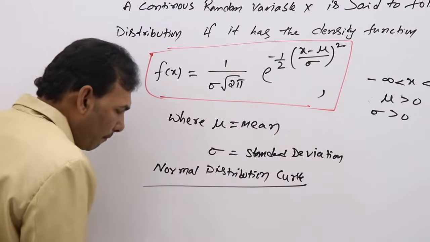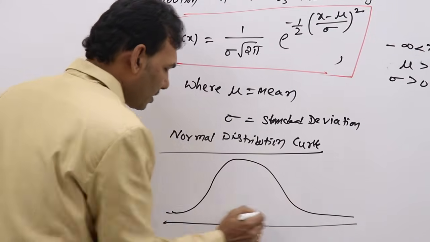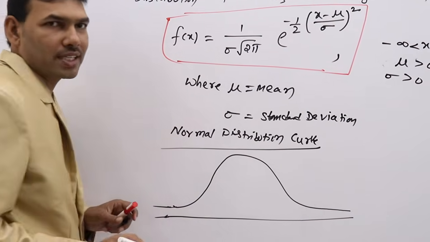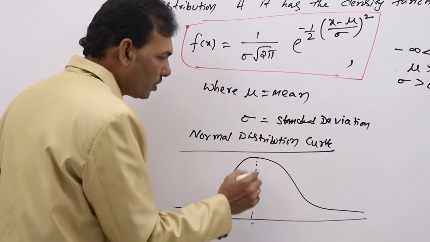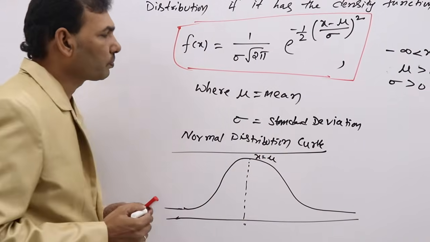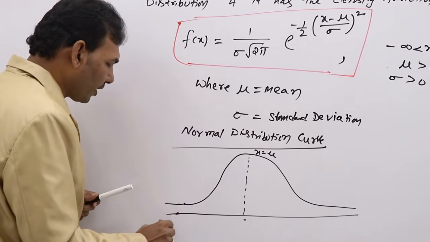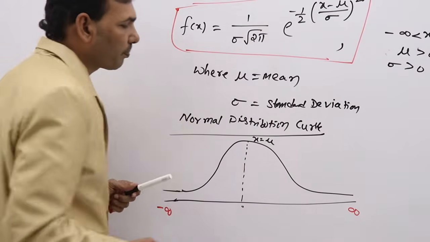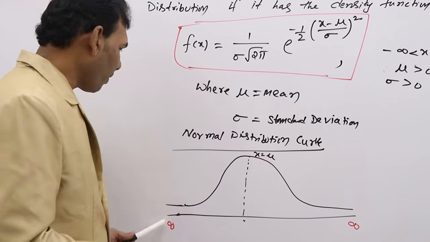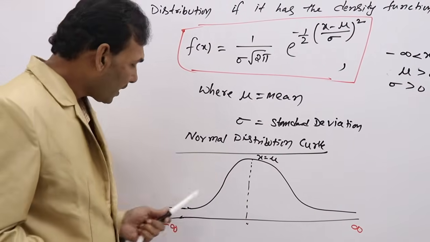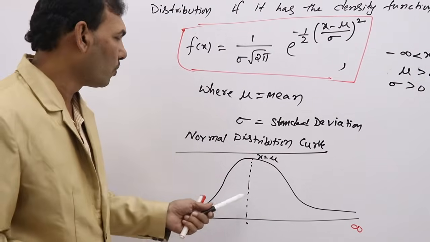It is a bell-shaped curve which never enters the x-axis. It has a maximum value at x equal to mu. It extends from minus infinity to plus infinity. The shape of the normal distribution curve is bell-shaped. It never enters the x-axis. It has a unique mode, maximum value at x equal to mu.